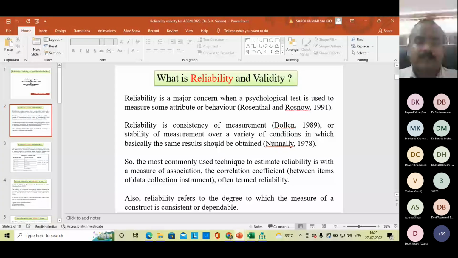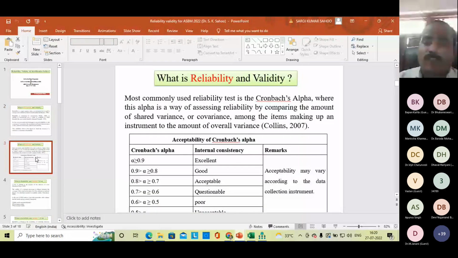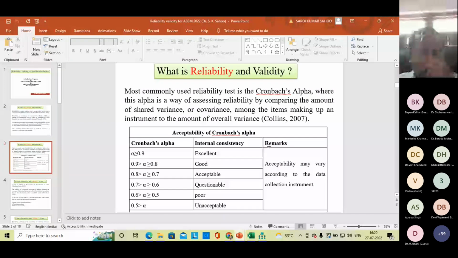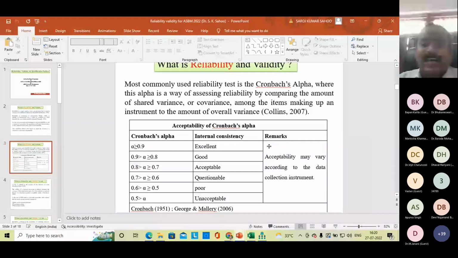Now look at the reliability. That is a book by George and Mallery. They said if the Cronbach alpha is more than 0.9, then the internal consistency is excellent. From 0.8 to 0.9, it is good. From 0.7 to 0.8 is acceptable. And below 0.7, nowadays no article will accept it.